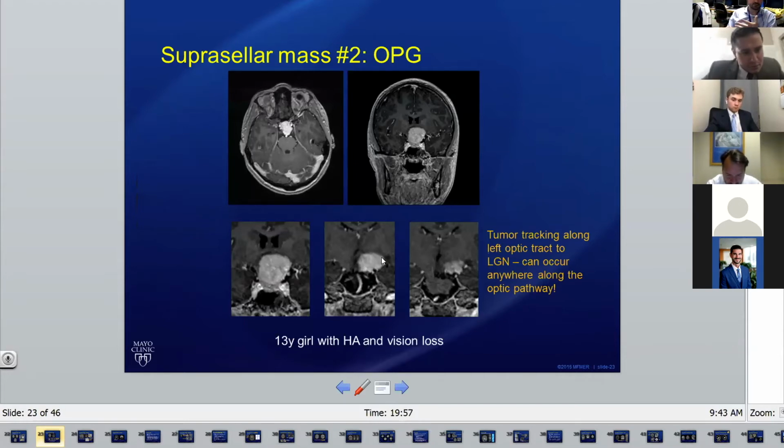Here's an example of another suprasellar tumor, also vividly, homogeneously contrast enhancing. And the radiologist actually told us that this was a craniopharyngioma. It's a 13-year-old girl with an enhancing suprasellar mass. Why wouldn't you think so? However, when we look back at the coronal sequences, there's a strong hint that maybe that's not what this is. One, there's no cystic component. There wasn't any evidence of calcification. And if you follow this tumor back along the optic radiations as they go into the lateral geniculate nucleus, that's much more suggestive of an optic pathway glioma. And that is what this ended up being.